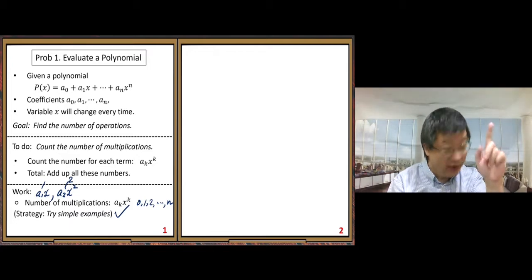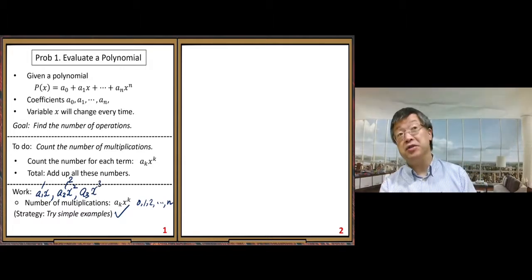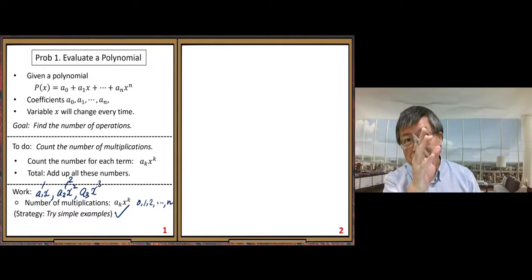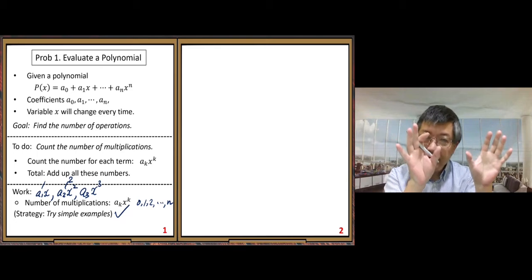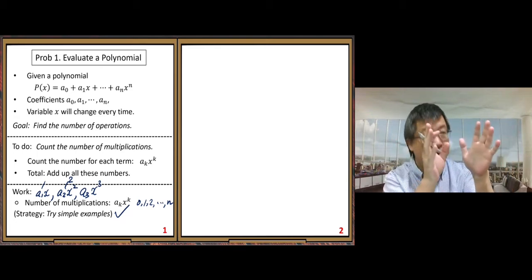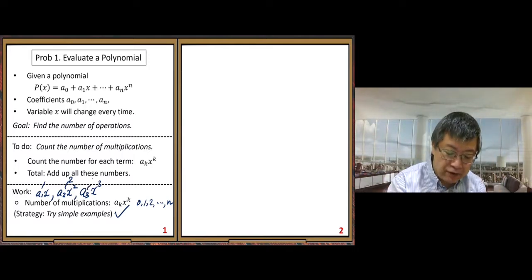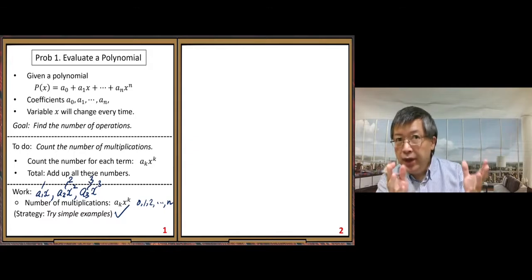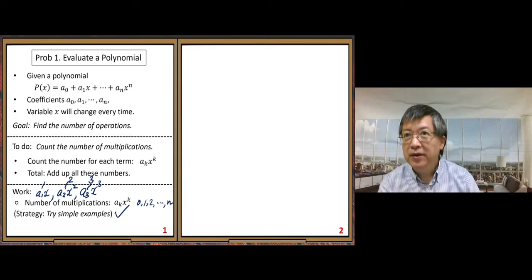Let's try another one, the last one. a3 times x cubed. How many multiplications? For x cubed, we need 2 multiplications: x times x times x. Then another multiplication, a3 times x cubed, the third one. After these 3 experiments, can you see some rule here?